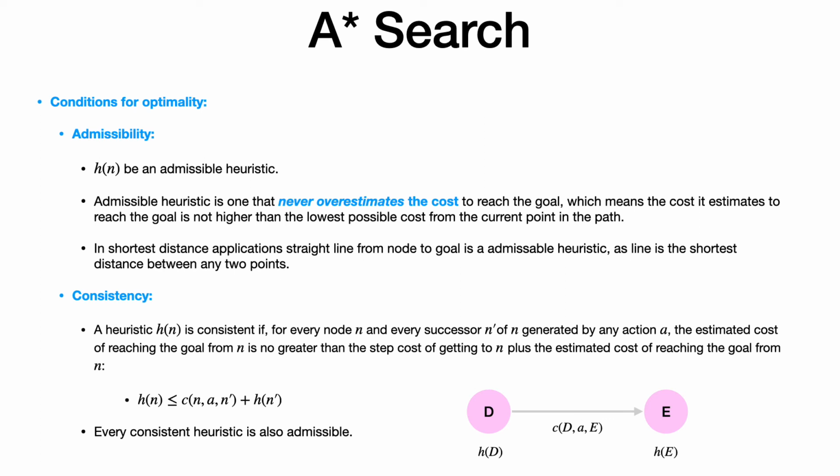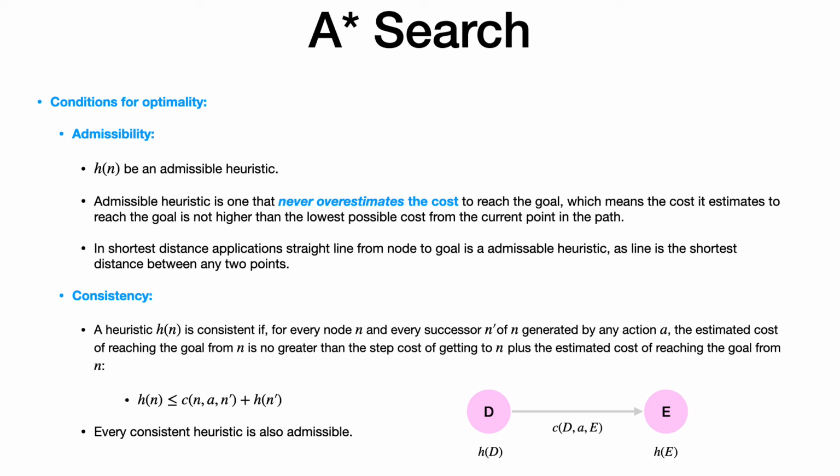The second is consistency. Once again, h of n should be less than or equal to c of n comma a comma n dash. So here n is the node, n dash is the succeeding node, a is the action taken on node n so that it moves to node n dash, and c is the path cost between node n and n dash.